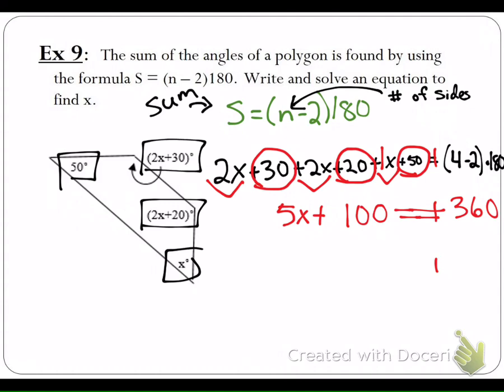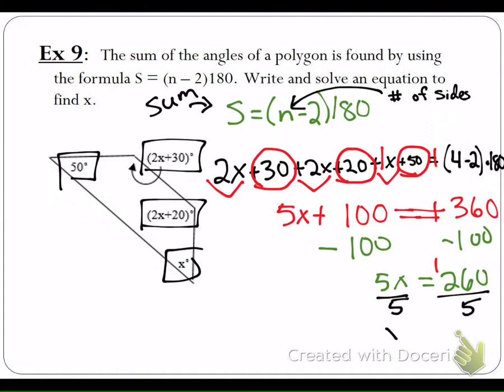All right, now it's just a two-step equation, right? What should I do next? Subtract 100. So 5x equals 260. All right, what is 260 divided by 5? 52. Works for me.